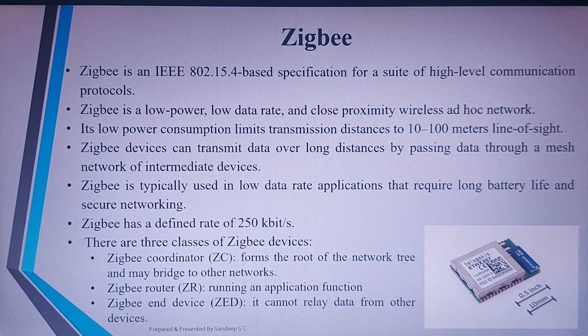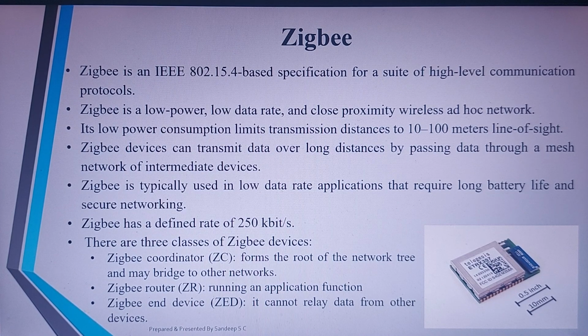It is typically used in low data rate applications that require long battery life and secure networking. As I said, access control IDs are using Zigbee protocols. These operate at a bit rate of 250 kilobits per second. There can be three classes of Zigbee devices, that is Zigbee coordinator, Zigbee router and Zigbee end devices. The Zigbee coordinator forms the root of a network tree and may bridge to other networks. They actually form the network, and these coordinators will also be able to bridge between different networks.